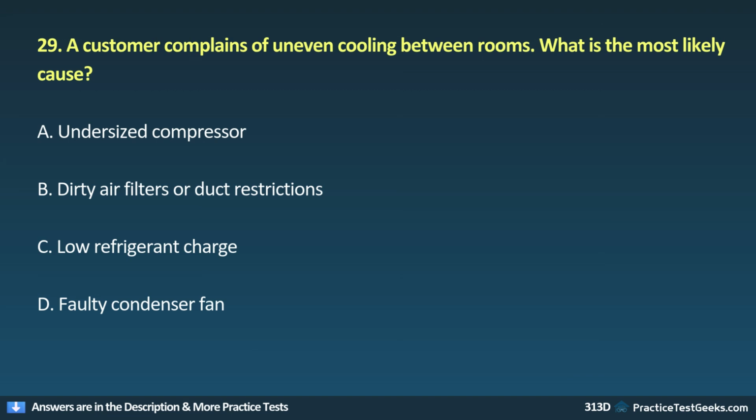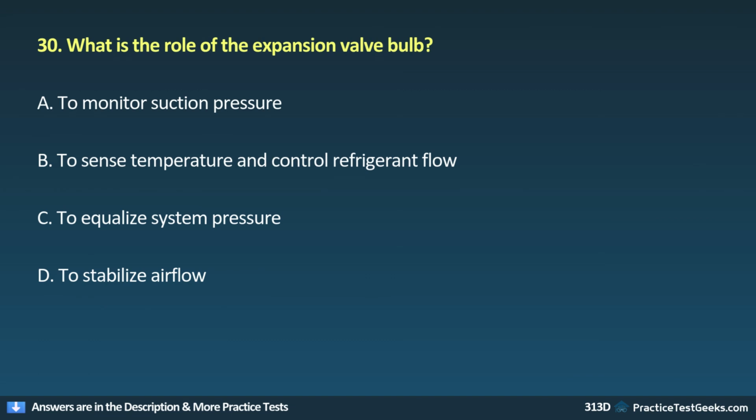29. A customer complains of uneven cooling between rooms. What is the most likely cause? A. Undersized compressor. B. Dirty air filters or duct restrictions. C. Low refrigerant charge. D. Faulty condenser fan.